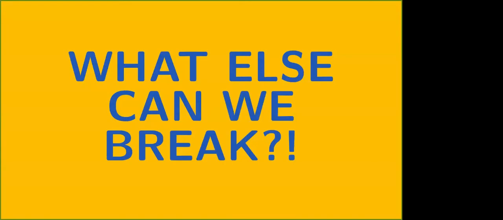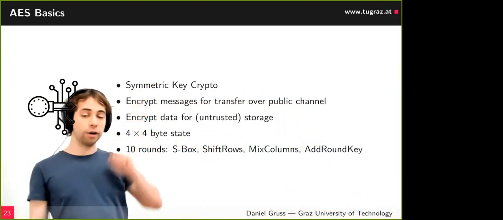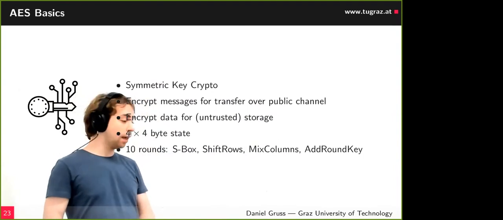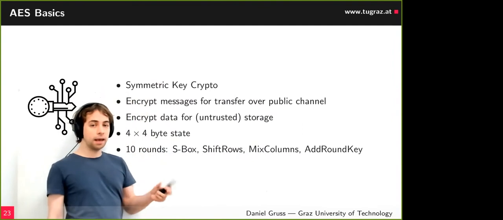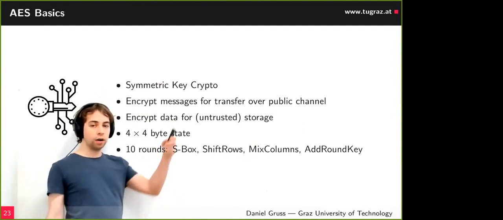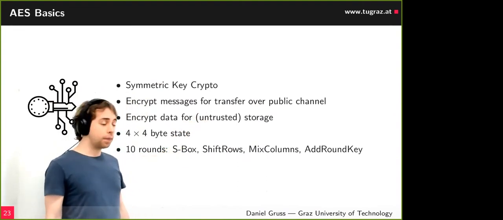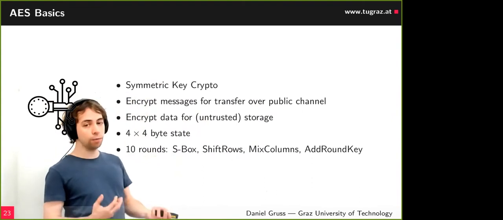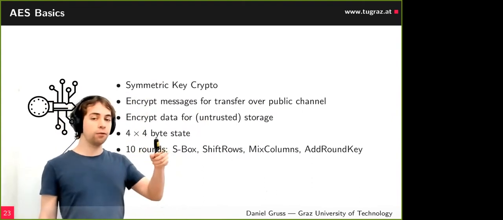Very nice. What else can we break? We can also break other crypto. We can break symmetric crypto, for instance. There's AES. AES allows you to encrypt messages over an untrusted channel, or if you want to store data on untrusted storage. And it is symmetric. That means that both parties need the key beforehand if there are two parties. It has a 4x4 byte state.